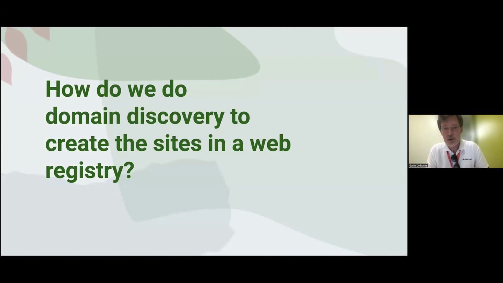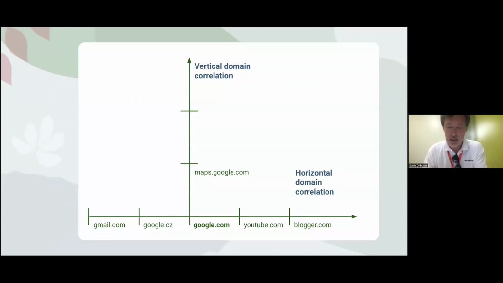So how do we do the domain discovery? In order to create a web registry, this is basically how do we find all of these websites that a university or any organization owns. So we do what's called a vertical and a horizontal domain discovery.